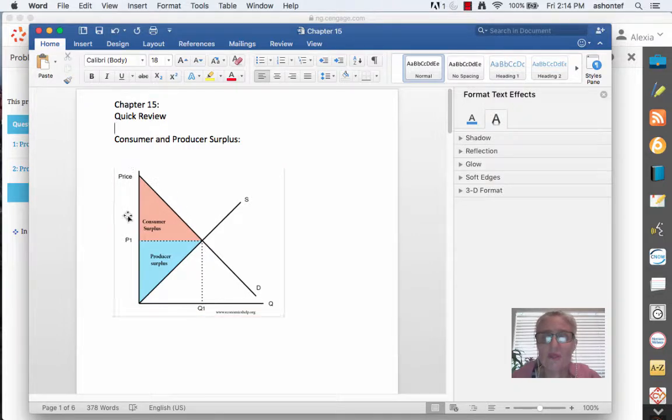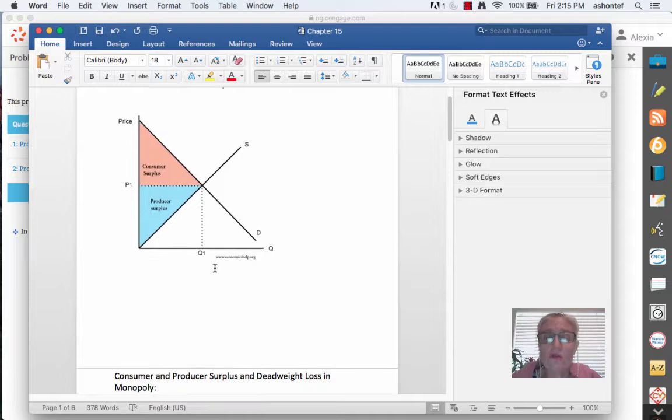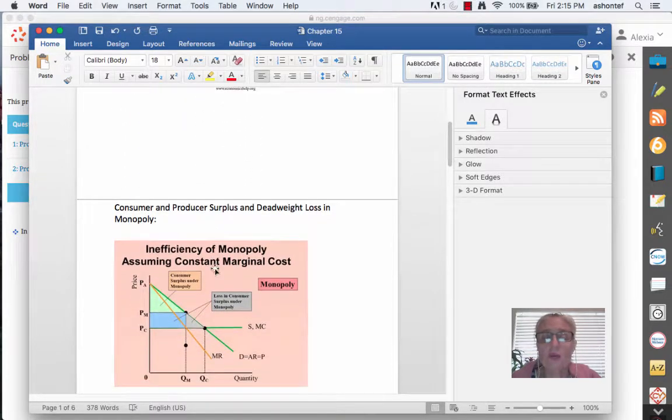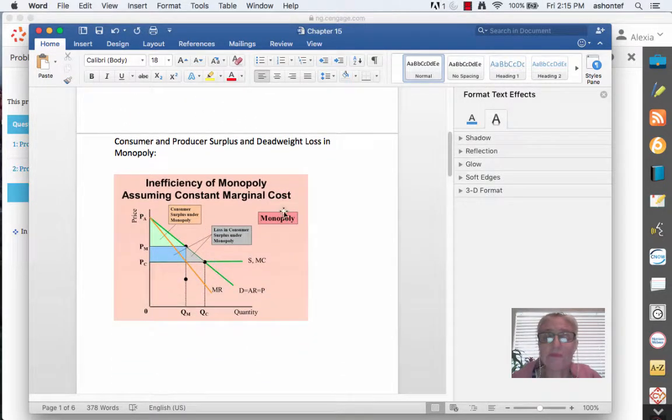So the consumer surplus is this triangle, as it's labeled, and producer surplus is the difference between what firms will sell it for and what they actually receive. So in a normal supply and demand market, this is what the producer surplus would look like. I'm going to scroll on down and look at what happens in a monopoly market.